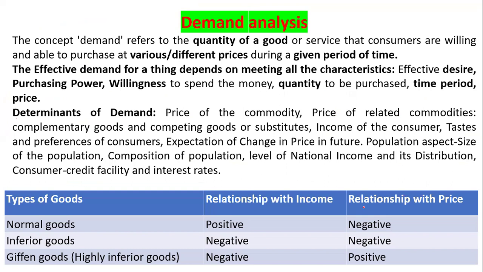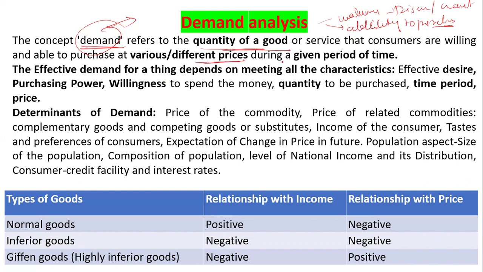Now we are moving toward the main concept, that is demand. Economics depends on demand and supply, cost and price. So we will discuss demand here. The concept of demand refers to the quantity of goods or services that consumers are willing and able to purchase. Not only desire, not only wants, but also the ability to purchase it at various different prices during a given period of time. So that is demand.